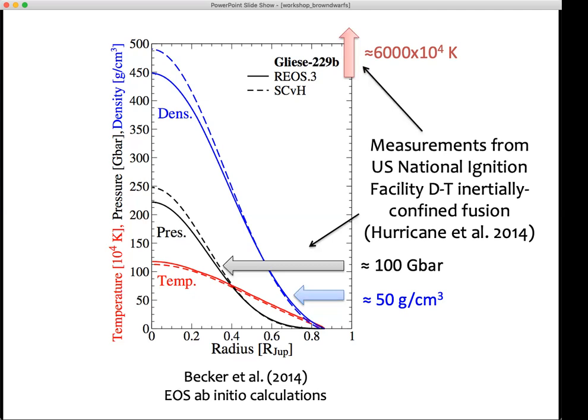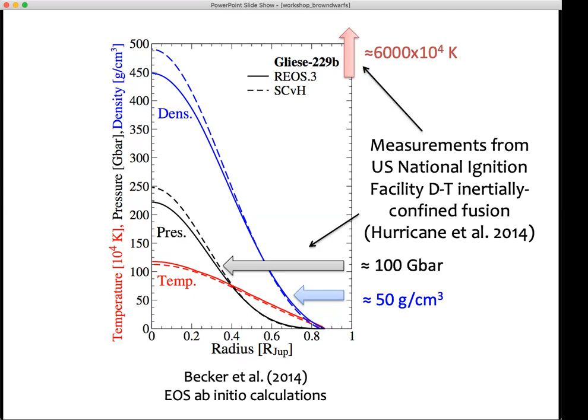And then the blue line is the density in units of grams per cubic centimeter. And you can see we're going up to around 400 to 500 grams per cubic centimeter. Remember, the sun is 150. So this is really dense. This is a model for the brown dwarf. And then these values are showing you where these experiments are measuring.